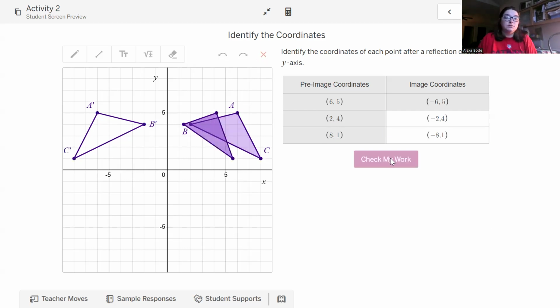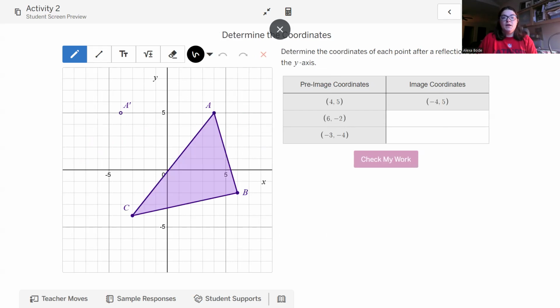If I click check my work, you can see that it reflects over perfectly and matches up with the points that I put in. Now, this one confuses a lot of students because this triangle is in 3 different quadrants, but the rule is still the same. If I reflect over the y-axis, my y value stays the same, the x value becomes its opposite. So this 4 comma 5 became -4, the x value became the opposite, and 5 stayed the same.